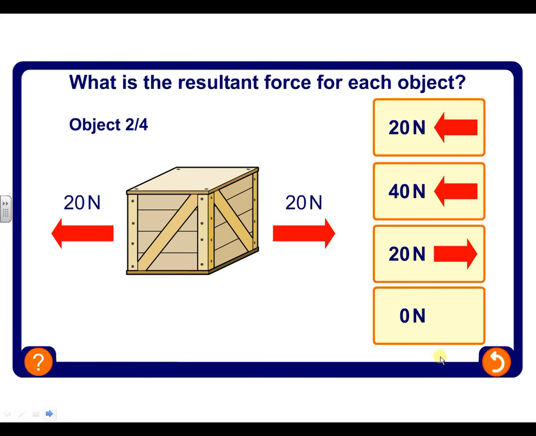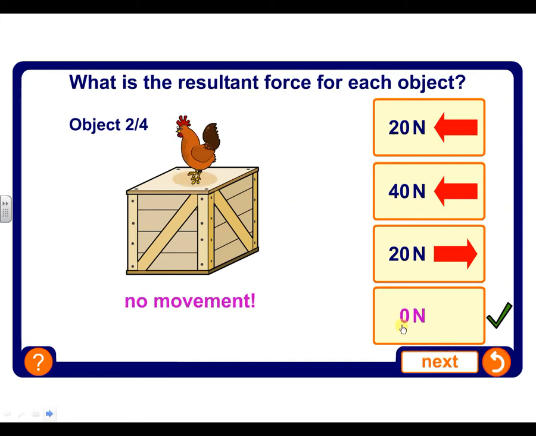20 newtons to the left, 20 newtons to the right. It's a tug of war. Both sides are applying the same force. The object is not moving. It has a resultant of 0. Lovely chicken, by the way. Lovely chicken on the box.